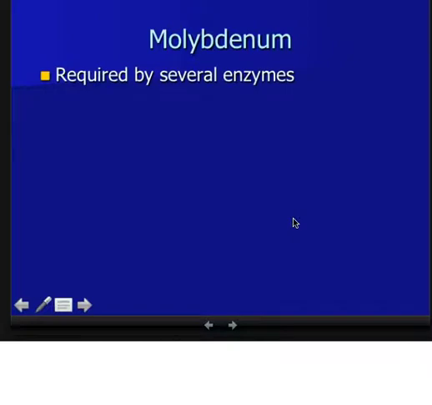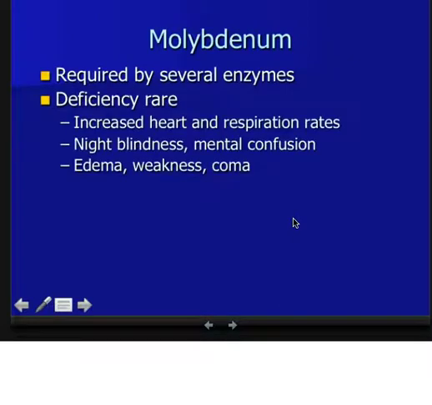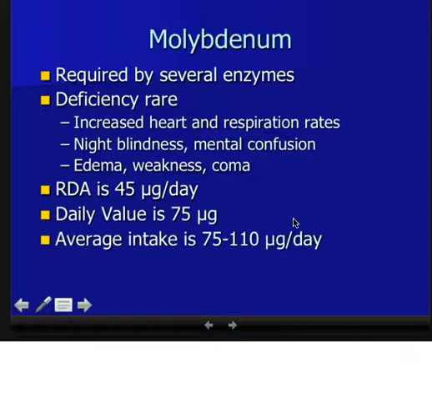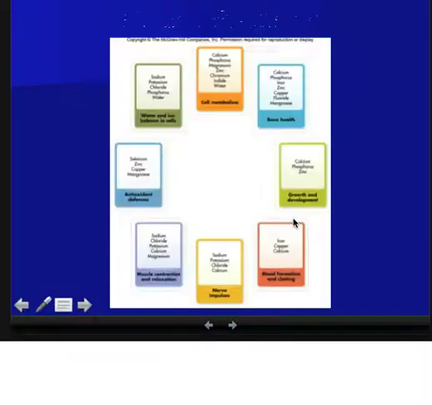Molybdenum is required by several enzymes as a cofactor. Deficiencies are rare. Deficiencies are characterized by increased heart and respiratory rates, night blindness, mental confusion, edema, weakness, and coma. The RDA is 45 micrograms per day with a daily value of 75 micrograms per day and an AI of, call it 90 micrograms per day. Upper level is 2 milligrams per day.